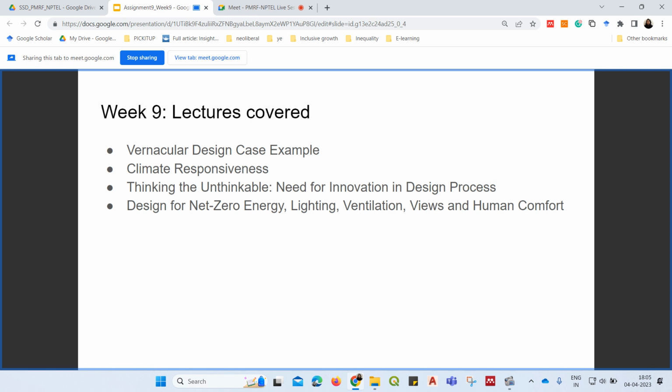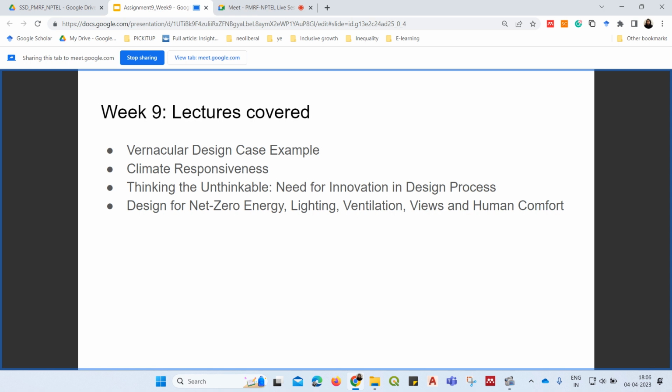So, this week these are the lectures which you would have covered so far. You would have covered vernacular design case examples, so you would have seen several case examples of vernacular design, how it is incorporated in real life buildings, how different architects have practiced it, and how traditionally it has been practiced. Then you would have studied climate responsiveness, so how your design can be climate responsive, how you can design your buildings to be suitable for a particular climate, and build it in a way that it not only suits the need of the user for that particular climate, but is even less energy intensive.